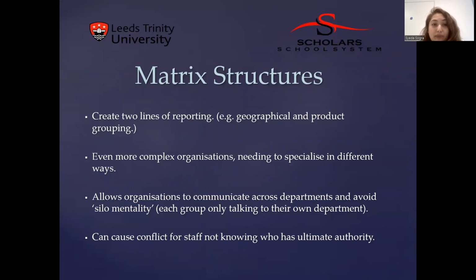If you look in depth at the matrix structure, this creates two lines of reporting. As I mentioned earlier, it can be both geographical and product grouping. This can be at times a complex organization needing to specialize in different ways. This allows the organization to communicate across departments and avoid the silo mentality. This can also cause conflict for staff not knowing who to ultimately report to or who has the ultimate authority.